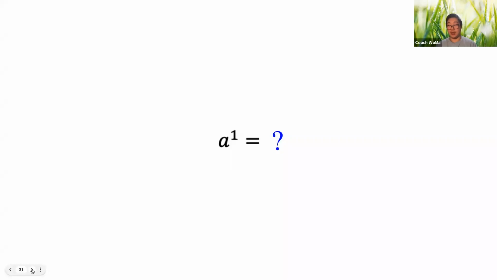How about a to the 1? A to the first power. Okay. Yep, so a to the first power is going to be a always. So if you have 2, that's like 2 to the first, it's all the same. What about a to the negative p?